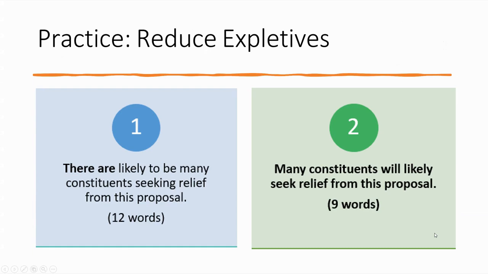There are likely to be many constituents seeking relief from this proposal. Written in 12 words. There are your expletives. Rewrite it to say many constituents will likely seek relief from this proposal. You've cut out 3 words, 2 of which were your expletives.